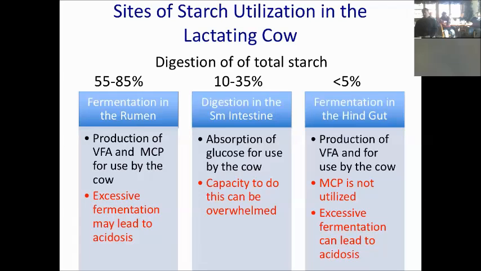So our real goal, if you look at the metabolism of starch in the lactating cow, is to maximize the fermentation of incoming starch in the rumen to maximize VFA and microbial protein production, and to minimize what reaches the hindgut so that we don't end up with this excessive hindgut type of acidosis.